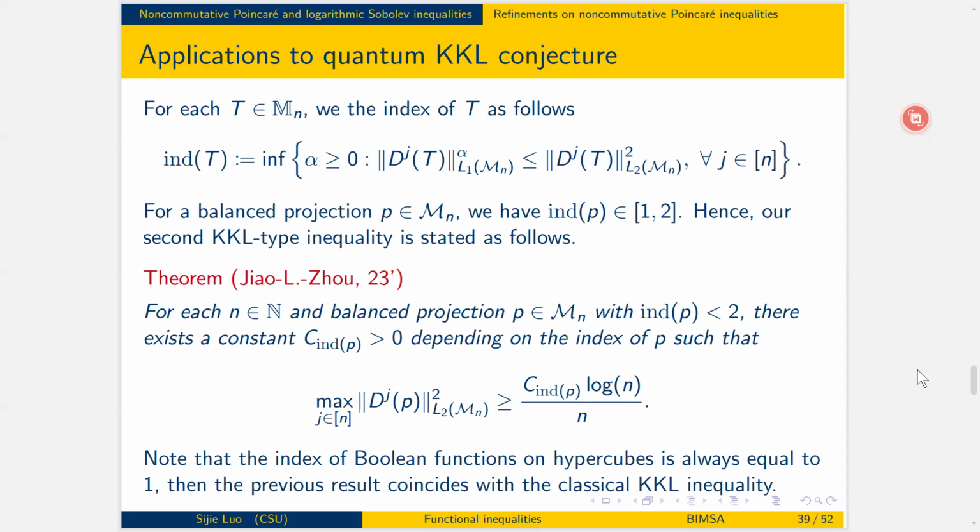But when we reduce to the classical setting, when the CAR algebra becomes the hypercube, every Boolean function will always have index 1. So this will become a universal constant, and we can reduce to the classical KKL inequality. But in the non-commutative setting, we would like to get a result depending on the index, because when the index becomes 2, that's called the example there. But when p is strictly smaller than 2, then we can get such a result. This is one of the KKL conjectures in the CAR algebra. But in the quantum Fourier setting, we don't know, because we don't have any counterexample.